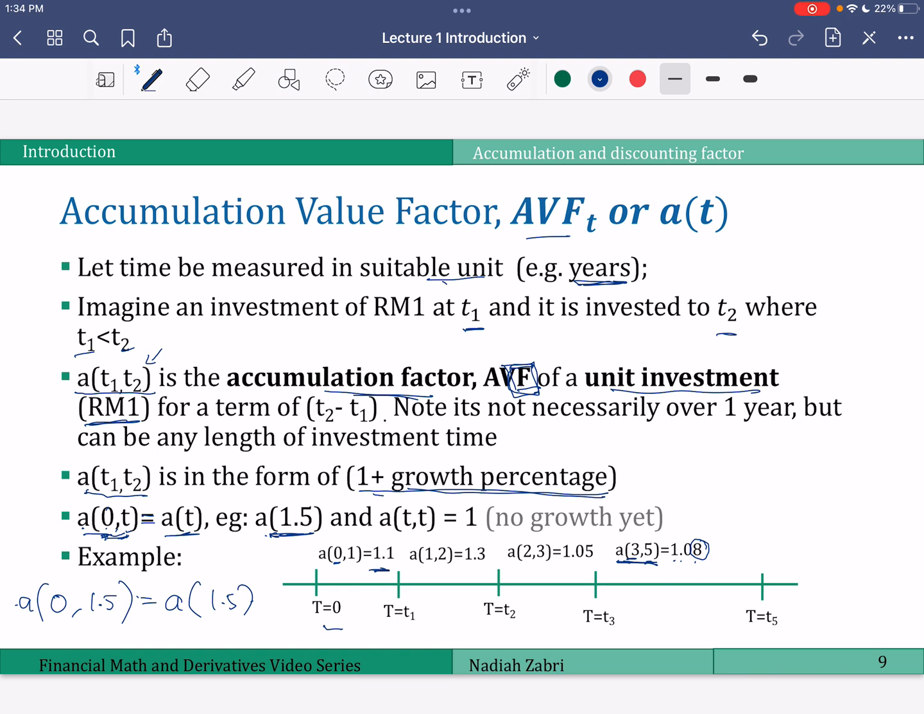Okay, and here also A(t,t): if our beginning time and our ending time are the same, it means our investment period hasn't started yet technically, so our accumulation value factor is still 1 because it hasn't had a chance to grow yet. Okay, so I hope you understand the accumulation value factor now.